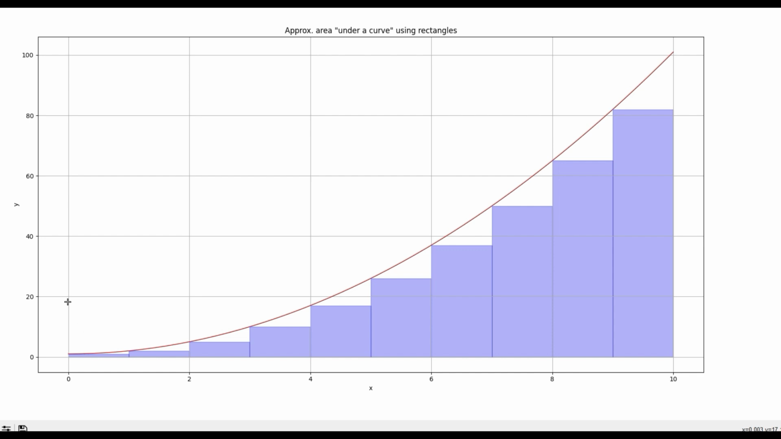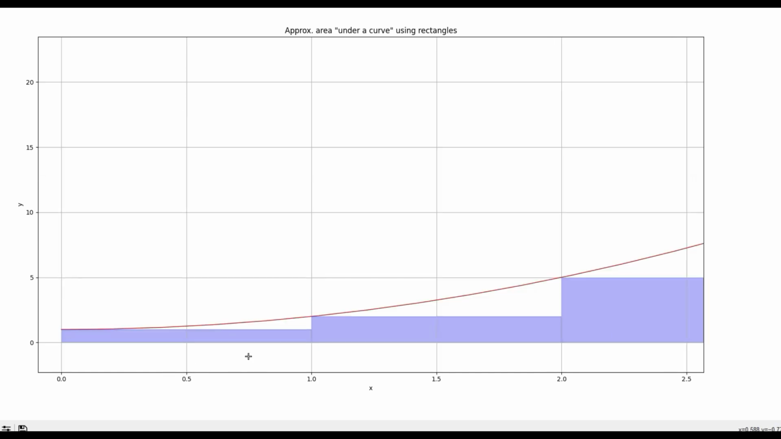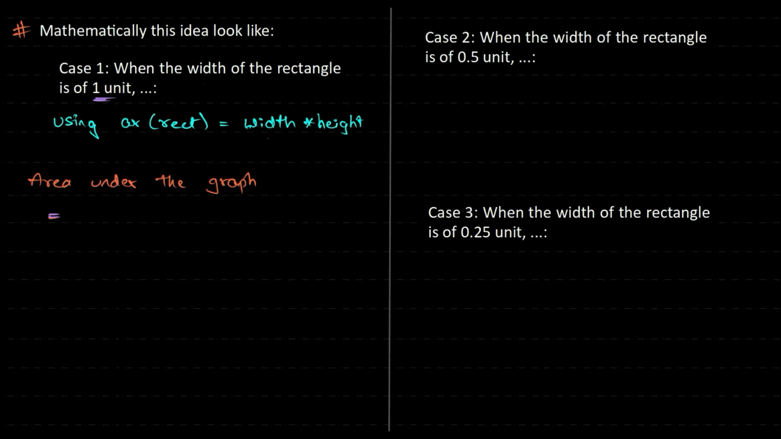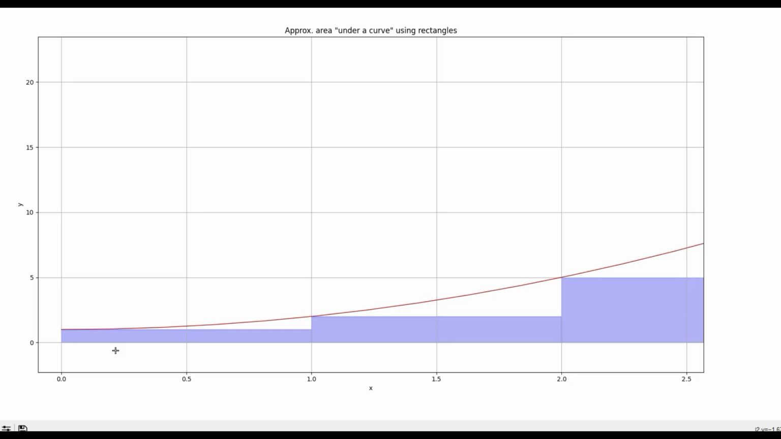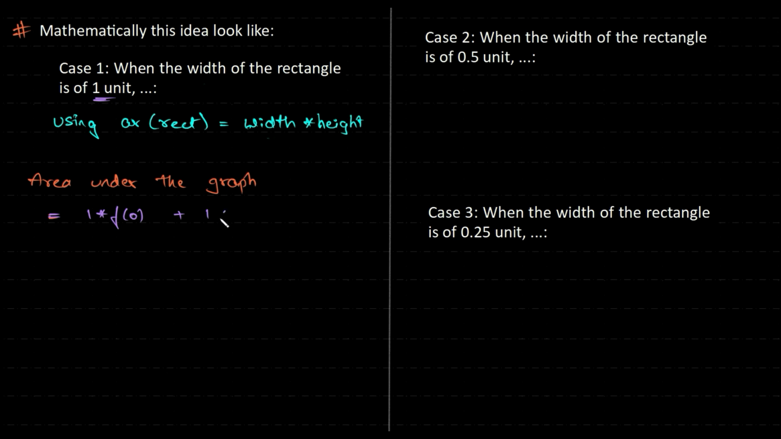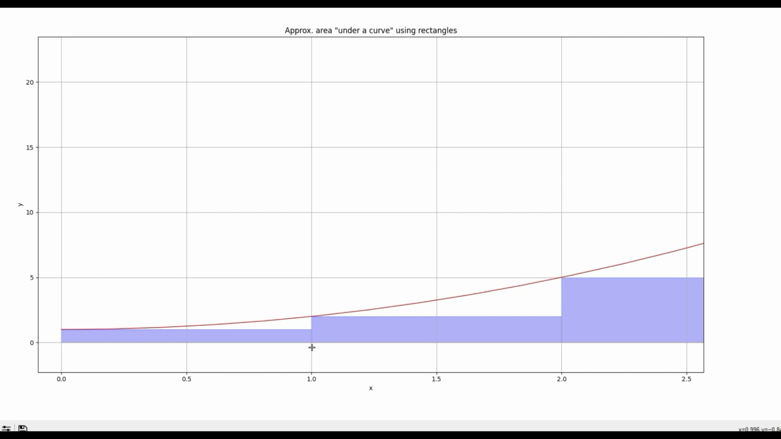Now, in this case, the width is 1 unit. So let me zoom in for clarity. So the width is 1 unit, right? And the height depends on the function. This particular function is f of x is equal to x square. But anyways, we don't need that. So let me write it in this way. Width is 1 unit. This is the first rectangle. And the height I can obtain by f of 0. Right? Because this height is confined by f of 0. Whatever this point is, in this case it's 1 actually. So this would be, height would be 1. Next rectangle would be again 1 because the width is 1. And the height depends on what is f of 1. So this is 1. This is f of 1.